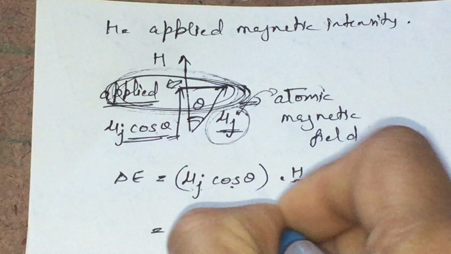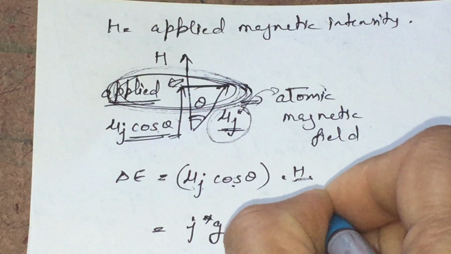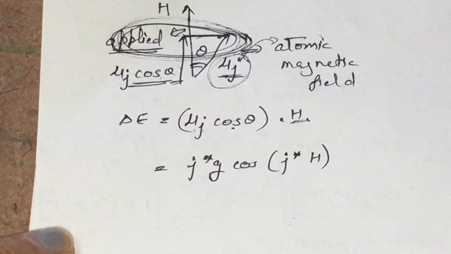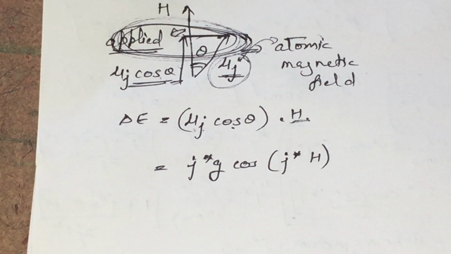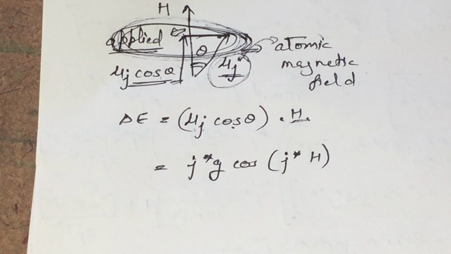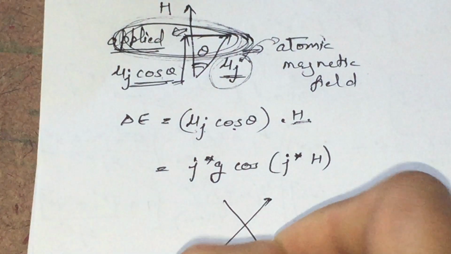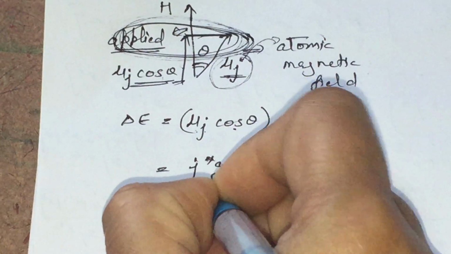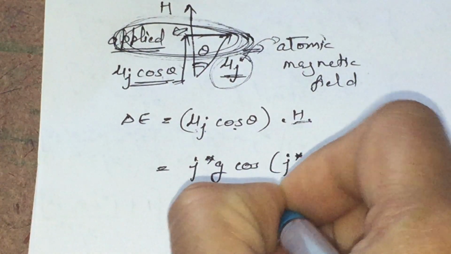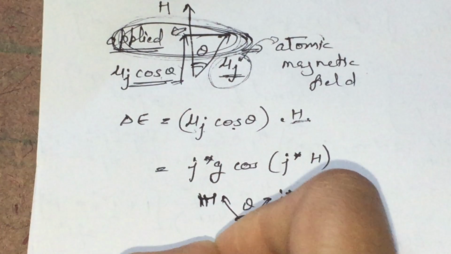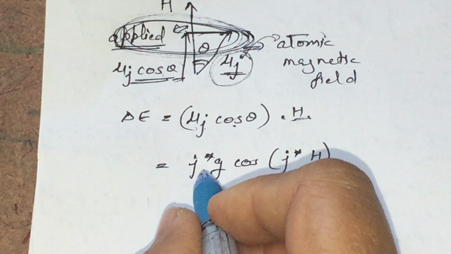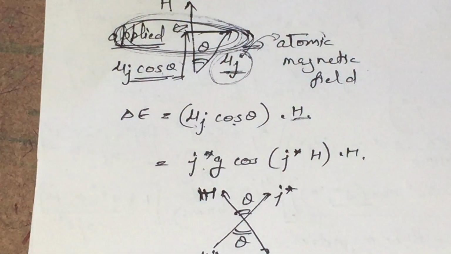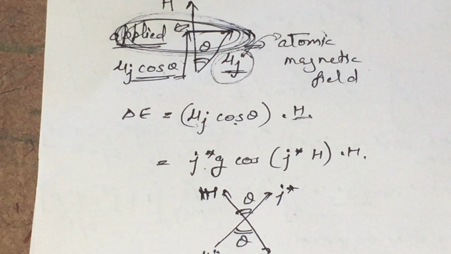We can say that it is the angle between J star and H, because mu J and J star are in opposite directions, hence they are making the same angle with H. They are making vertical and opposite angles with H. If this is the direction of H, if this is theta, if this is J star, this is mu j, it means again mu j is making the same angle as J star is making with H, and with multiple times of our strength of magnetic field.